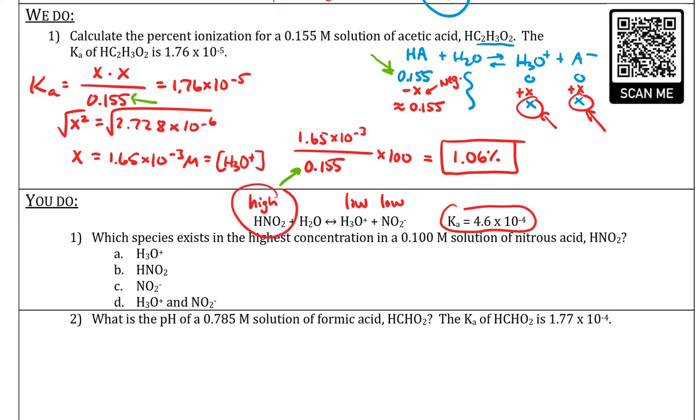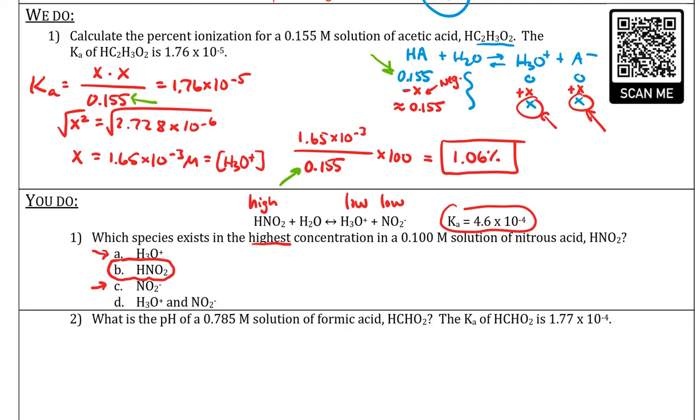And so if I have most of my HNO2 still remaining, that should be the species, in this case, with the highest concentration. I should still have mostly the original weak acid molecules present, and just a few of both the hydronium and the NO2 negative. And D kind of puts those together.